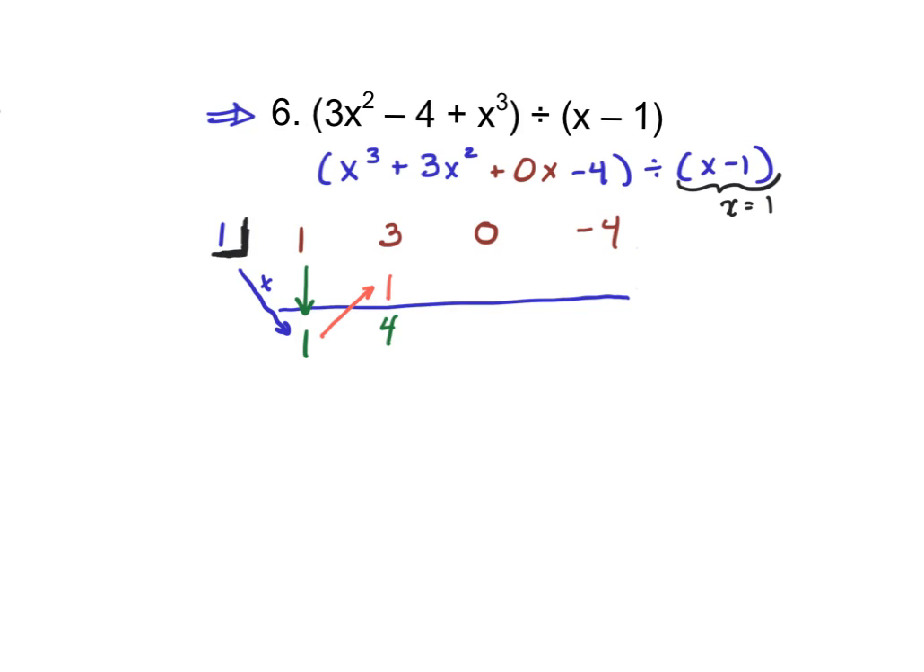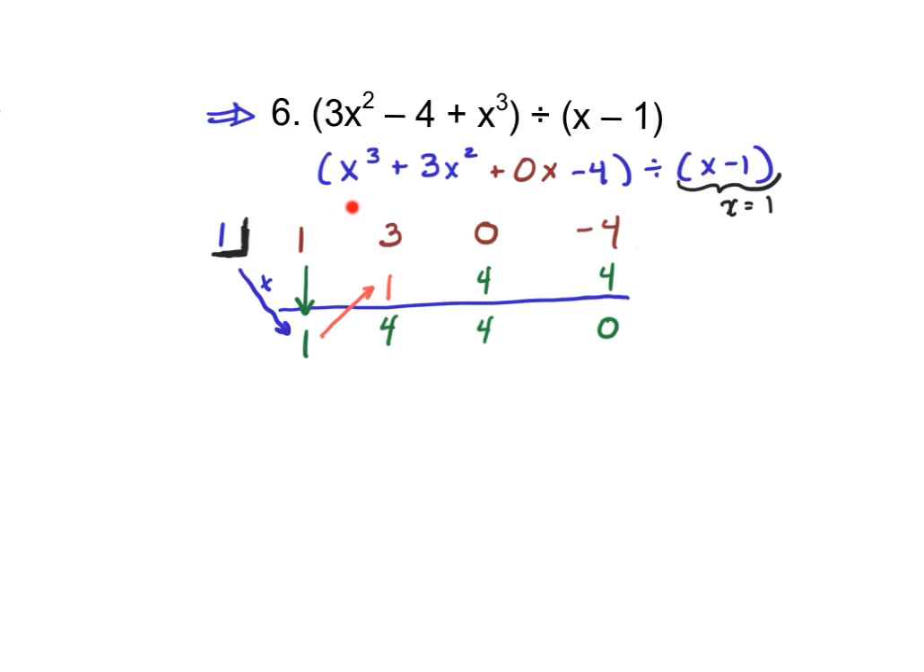Now we just rinse and repeat. We multiply the 1 by 4 and put our answer under the 0. 1 times 4 is 4, and we put that over here. Then we add them up, that's 4. So these are actually the coefficients of each term in our final solution, or final quotient.